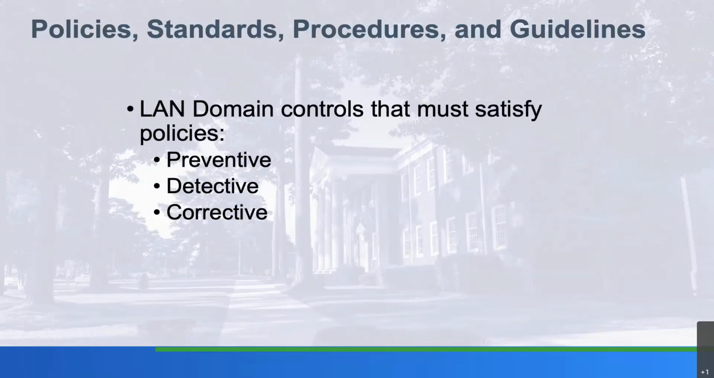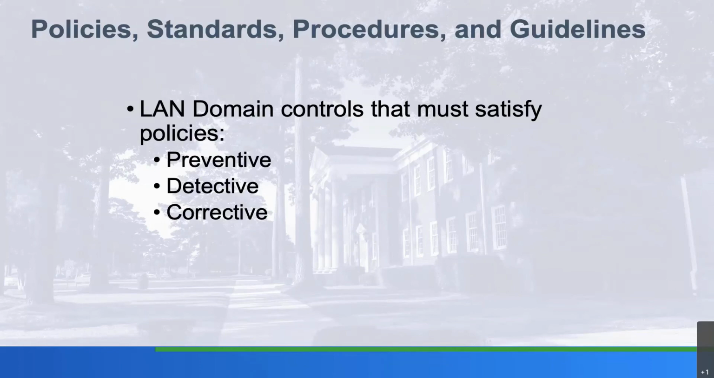So remember, we have these three buckets that we put our controls in: preventative, detective, and corrective. Preventative prevents an attack from taking place or succeeding. Detective tells us when an attack has succeeded, and then corrective takes actions to fix the breach or the result of the attack.